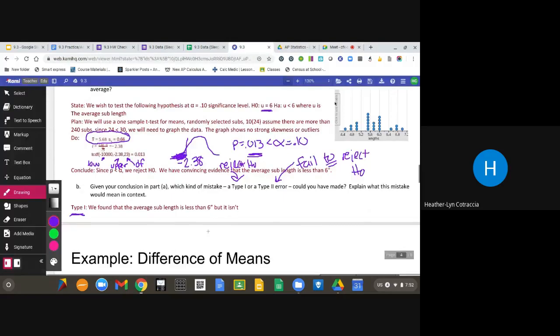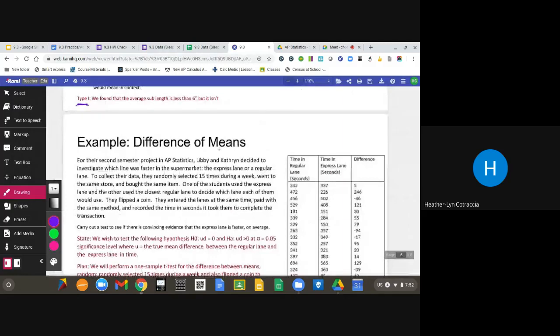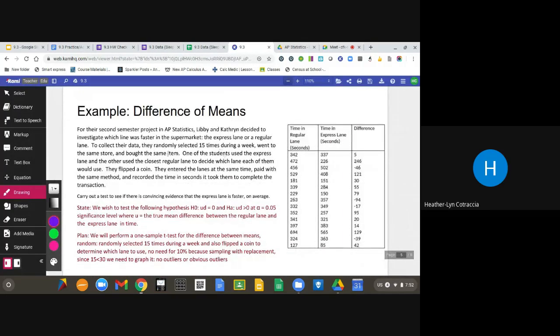Okay, last question, because I said I was only doing 2 examples. This one's slightly different. We're still going to be talking about means, but this time we're going to be finding the difference in means. So let's just read through this one. It's slightly different than the last one. So we've got Libby and we've got Catherine, and they want to investigate whether the express lane or the regular lane is faster. So to collect their data, they randomly selected 15 times during the week.